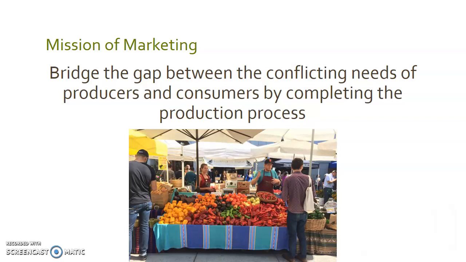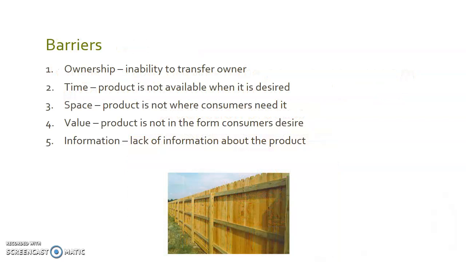So when we talk about the market, there are really 5 barriers that exist in the market. These include ownership separation, meaning the inability to transfer ownership from one person to another. There's a time separation barrier, meaning the product isn't available when you need it, and that's true with a lot of agricultural products just because of the seasonality of what we raise or grow. There's a space barrier, meaning that the product is not where the consumer wants it. An example could be a pineapple. In East Tennessee, we don't have pineapples. We have to transport those in, so there's a barrier there.